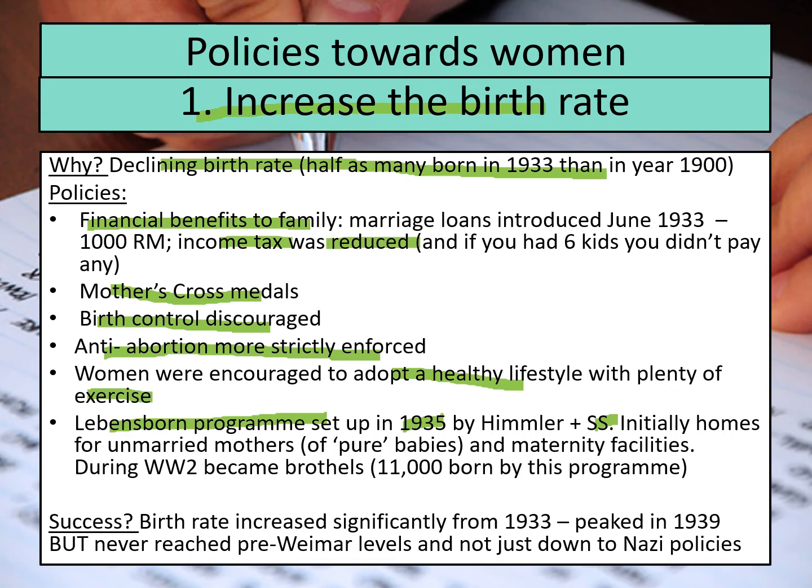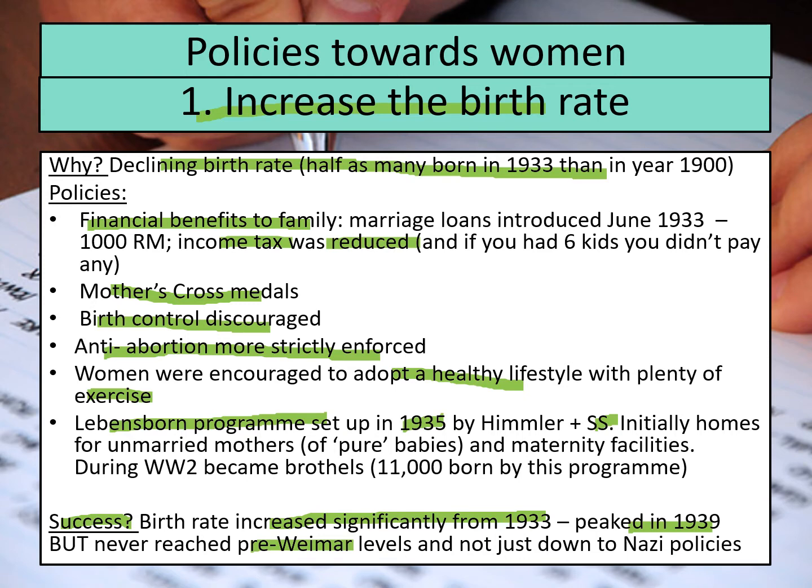So it's important that you know the policies, but also that you think about to what extent they were successful. Now, it can't be disagreed with that the birth rate did increase. So they did massively increase the birth rate from 1933, and it peaked in 1939, which is no surprise, before the outbreak of World War II. However, even though they were successful to an extent, they never reached pre-Weimar levels, and there's also an argument that it's not just down to Nazi policies.